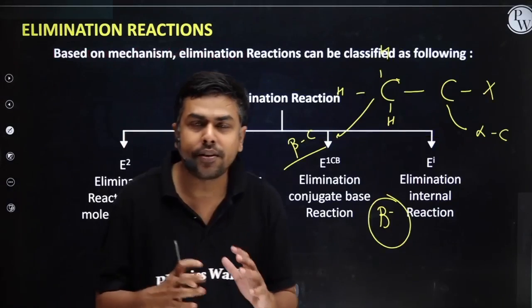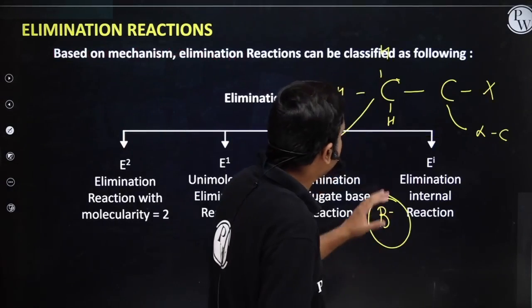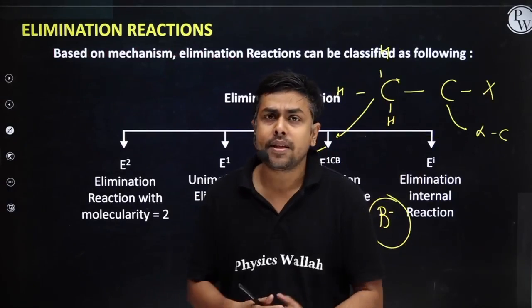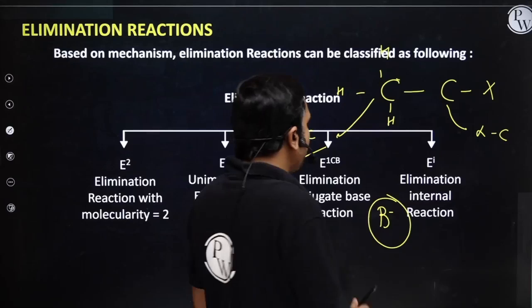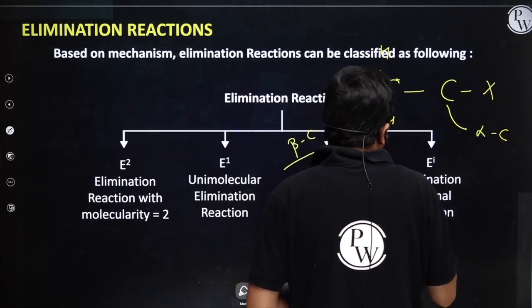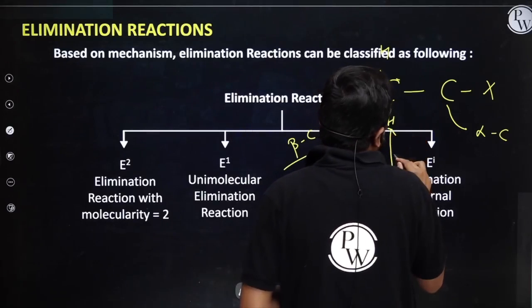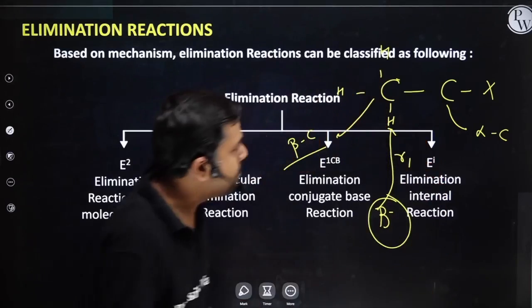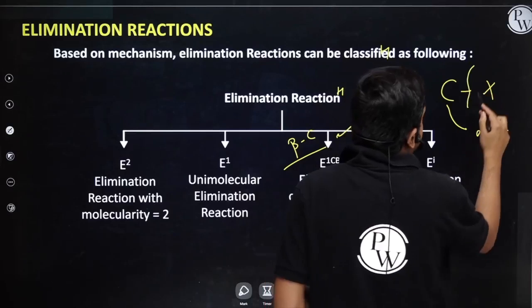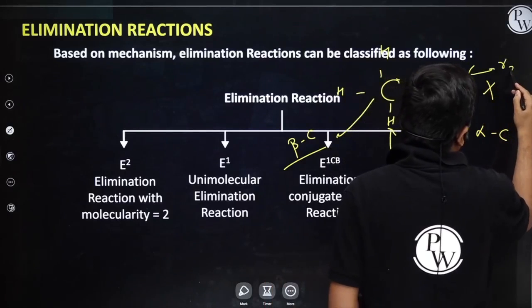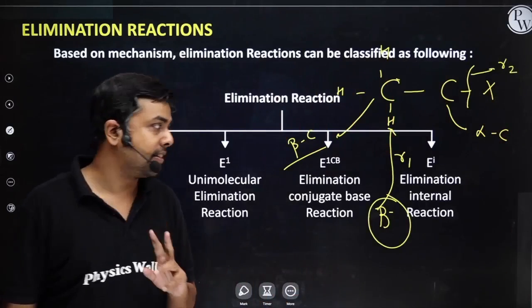And now what's the function of this base? This base will approach on this beta carbon and it will snatch one of the acidic hydrogen. Now let's suppose the base is approaching this beta hydrogen at a rate R1 and the departure of this CX, or the cleavage of the CX bond, is taking place at a rate R2. Now we may have different conditions.